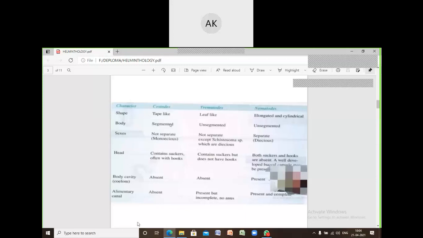Now the body cavity. In cestodes and trematodes, they don't have any proper body cavity. But in nematodes, they have a proper body, meaning they have the head, the neck, and a proper body shape. Alimentary canal: in cestodes, the alimentary canal is absent. They don't have any alimentary canal.